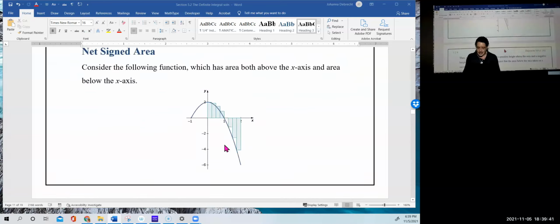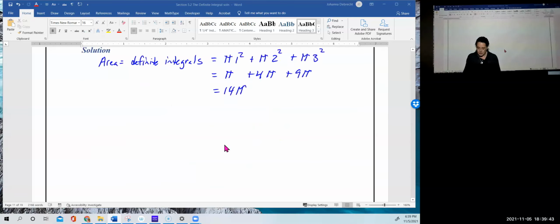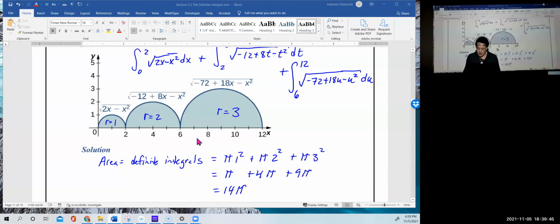So let's fix that now. In the previous problem up here, I forgot to divide everything by 2. So this should have been divided by 2. Why? Because I only have half the circle.